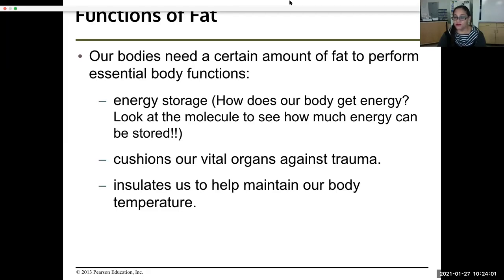Fat cushions our organs against trauma. So if we fall, we don't automatically bruise our kidneys. There's a little cushion of fat in there. So if you don't fall too hard, you don't actually get hurt. It also insulates us to help maintain our body temperature. Body temperature is huge. Especially right now with the coronavirus, everybody wants to stay at that temperature or else you're at the risk of being sick.